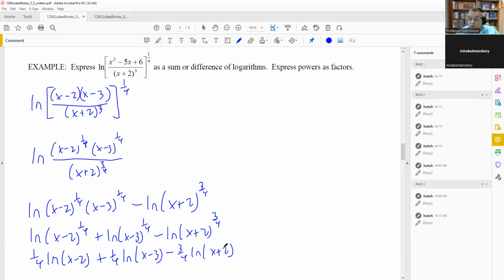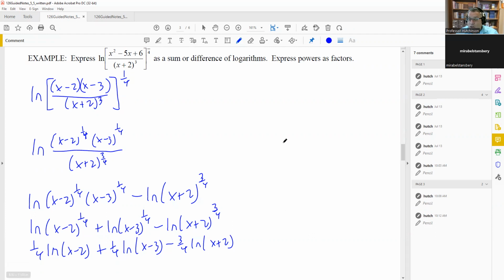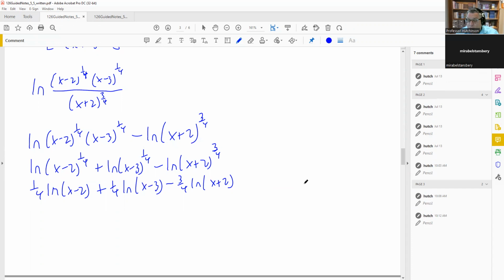Okay, so we brought all the powers down in front, and that's as far as we need to go with our answer. So we factored it. We raised everything to the power of 1/4. That's what we've done a little bit differently than the notes. And then we used log properties to expand all that. Okay, so that would be your final answer in the bottom there.